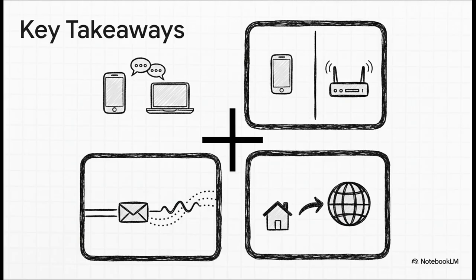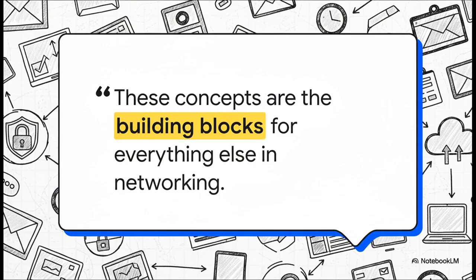Okay, so let's do a quick recap. The 4 big things to remember. Number 1, networks exist for one reason, to let devices communicate. Number 2, you've got 2 teams of devices. End devices use data, and intermediary devices just move it. Simple. Number 3, all your information travels in those little digital envelopes called packets. And number 4, networks scale up, from the local one in your house, the LAN, to the huge global internet, the WAN.